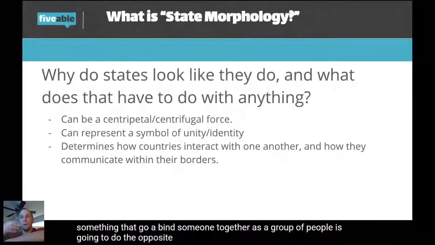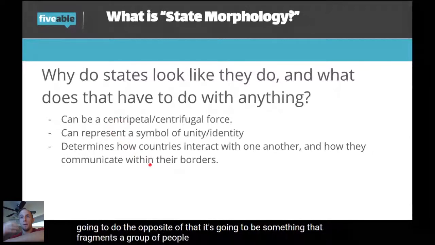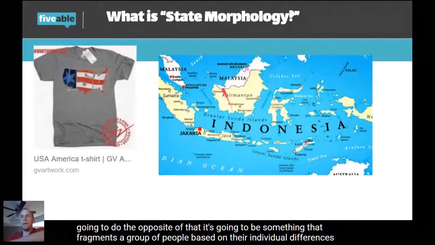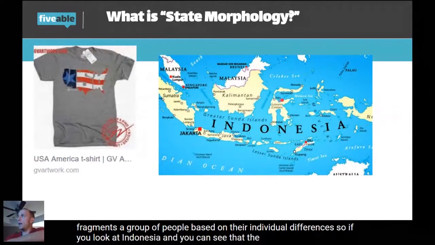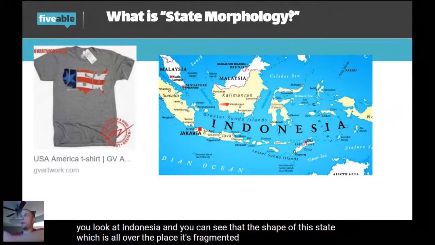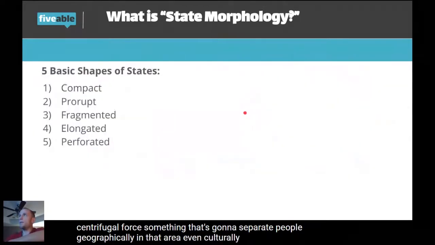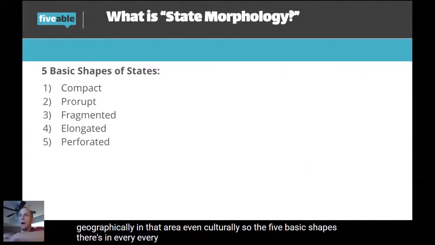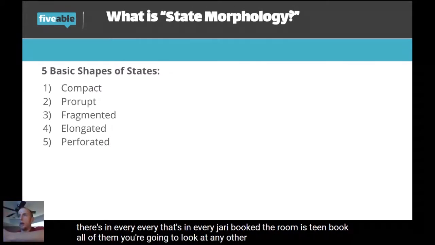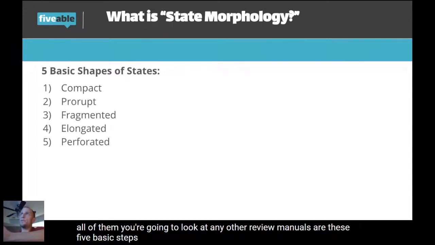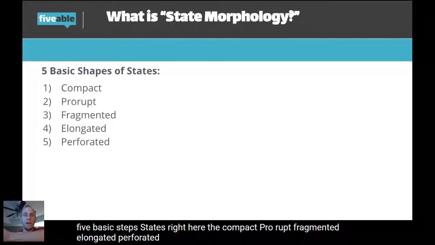A centrifugal force is going to do the opposite of that. It's something that fragments a group of people based on their individual differences. If you look at Indonesia, you can see that the shape of this state, which is all over the place, is fragmented. That's a centrifugal force, something that's going to separate people geographically in that area, even culturally. So the five basic shapes, which are in every geography book, the Rubenstein book, and any other review manuals, are these: compact, prorupted, fragmented, elongated, perforated.